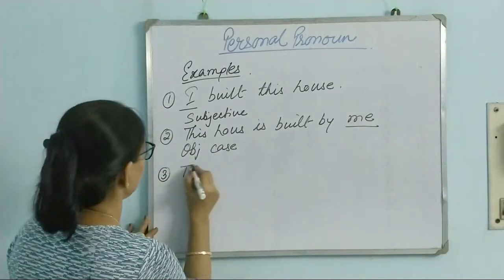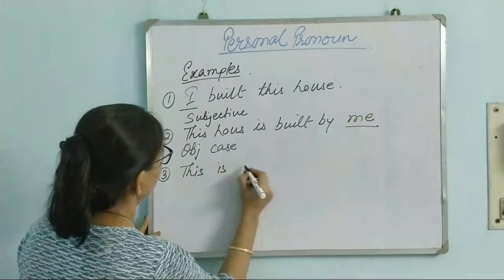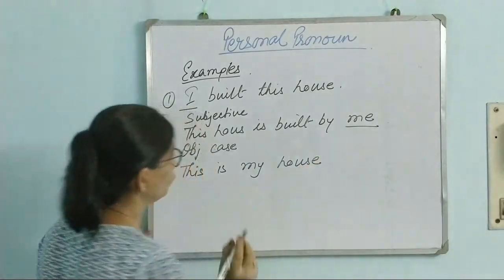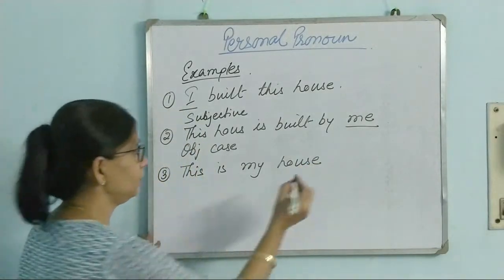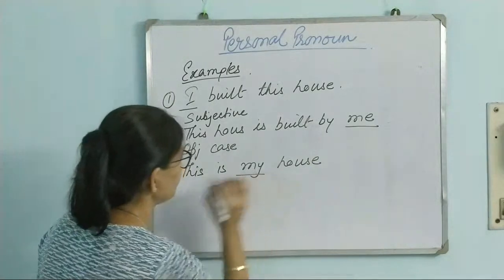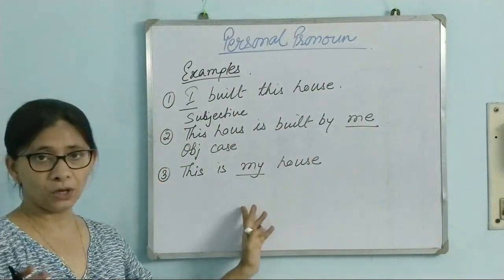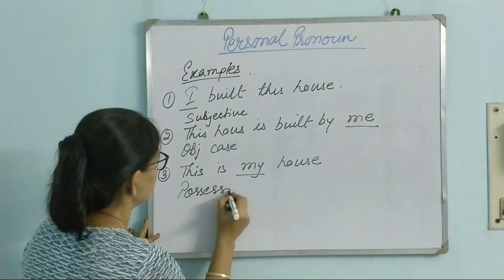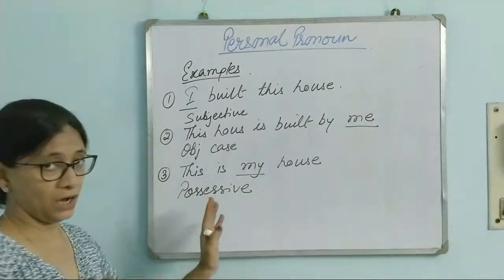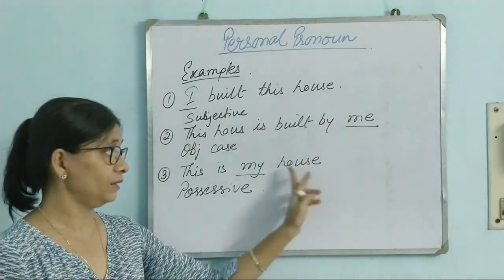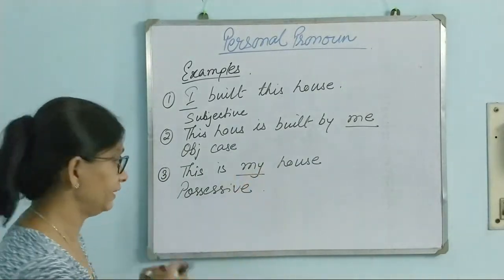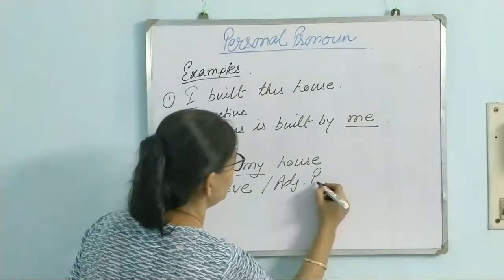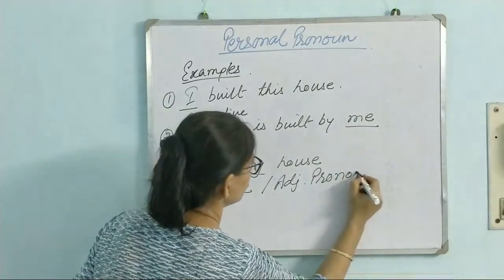This is my house. So where is the pronoun here? My dear students, the pronoun is my. And what kind of pronoun is this? This is possessive pronoun, but it is also adjective because it is coming before the noun. So it is also an adjective. So it is also called adjective pronoun. In many books you will get it as adjective pronoun.